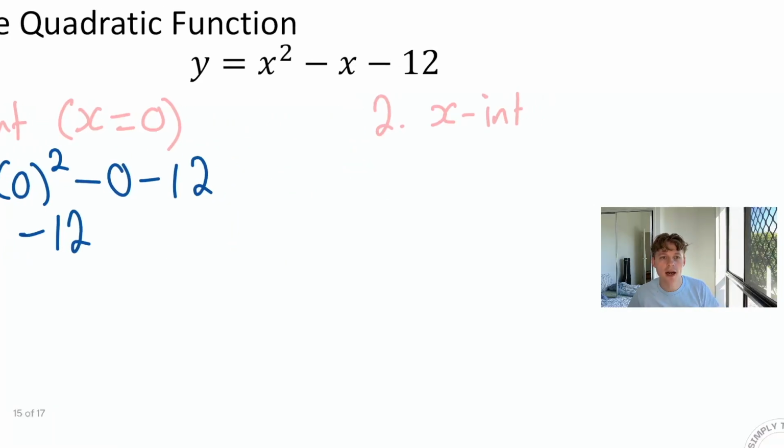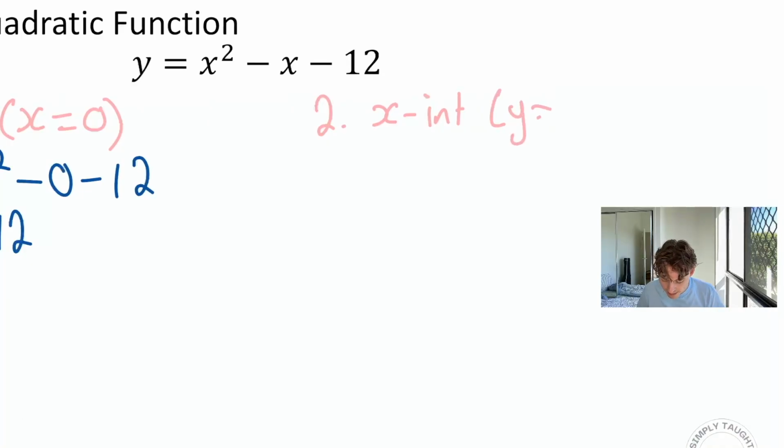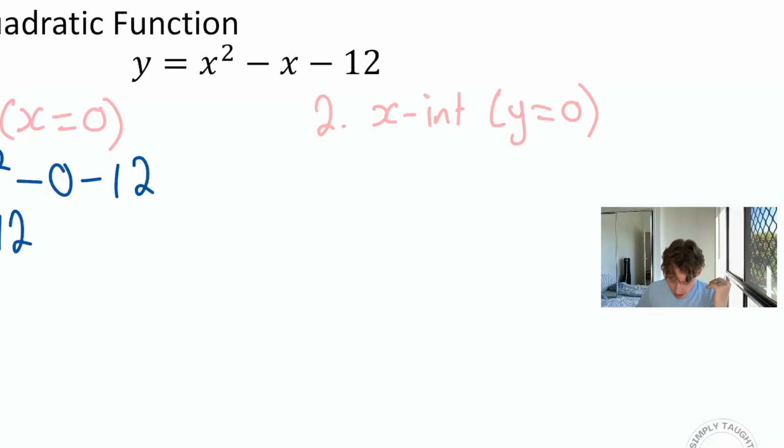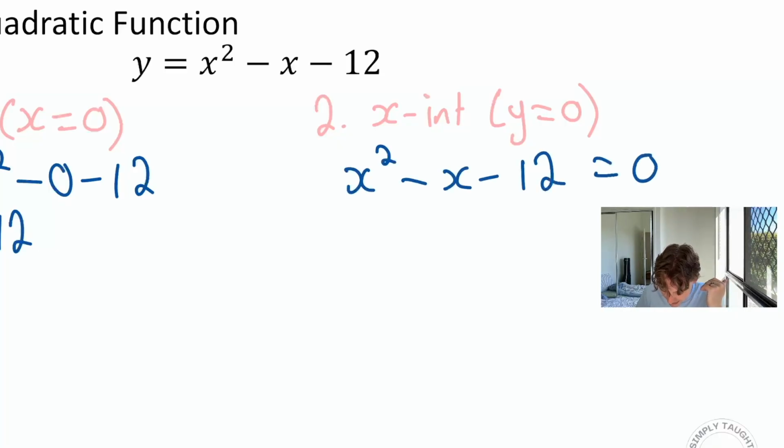This part's a little bit harder, but to find my x-intercepts, I'm simply going to let y equal 0. So if I let y equal 0, I get x squared minus x minus 12 all equal to 0. When equations equal 0, that triggers that we're solving. The way we solve a quadratic, there's already a video on the channel. The way we solve quadratics is to factorize and solve. So I'm going to start by factorizing.